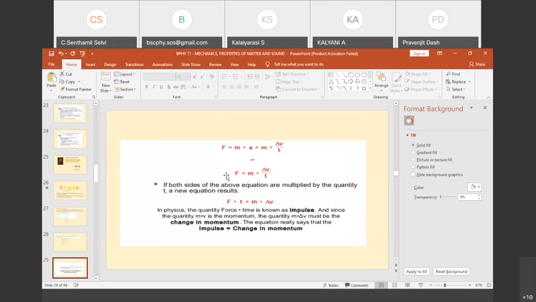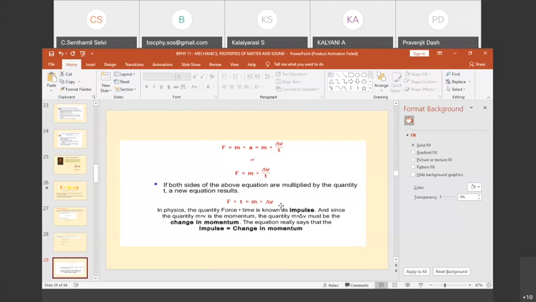If both sides of the equation are multiplied by T, what is on the left side? F is there. If you multiply with T, you can write it as F into T. Here, what is there? M into del V by T. If you multiply by T, T and T will be cancelled. Understood? Multiply both sides of this equation by T. So we can write it as F into T. On this side, multiplying gives F into T equal to M, and on this side multiplying by T, T and T cancel. So we can write it as M into del V. So F dot T is equal to M into V.